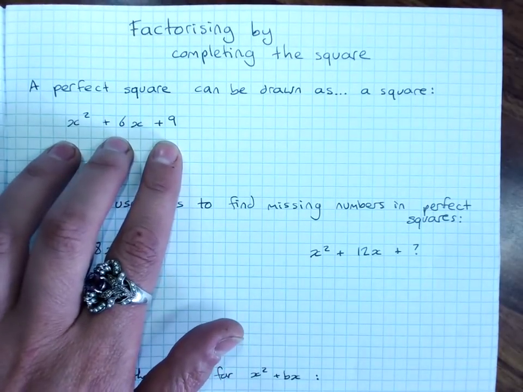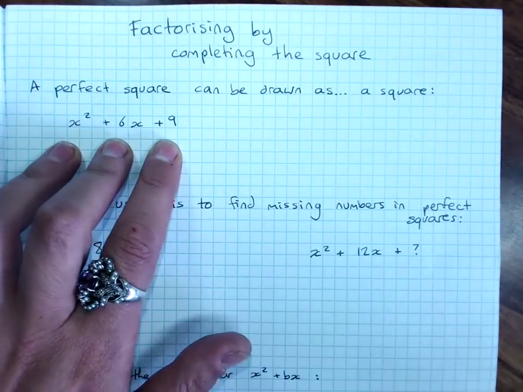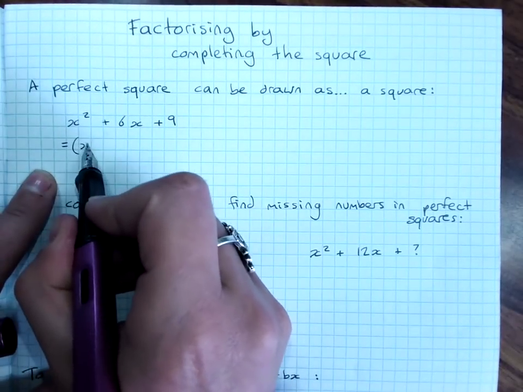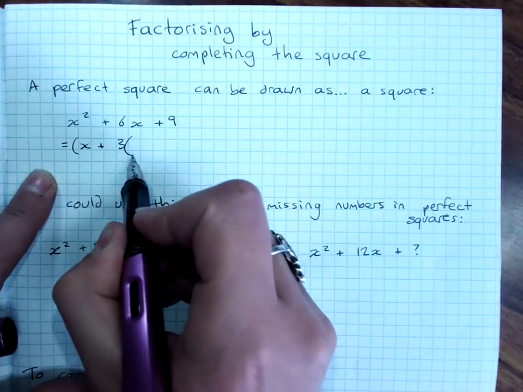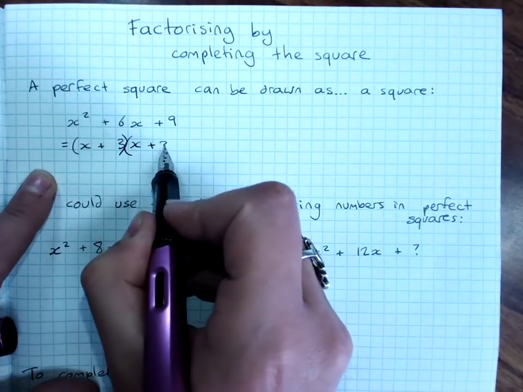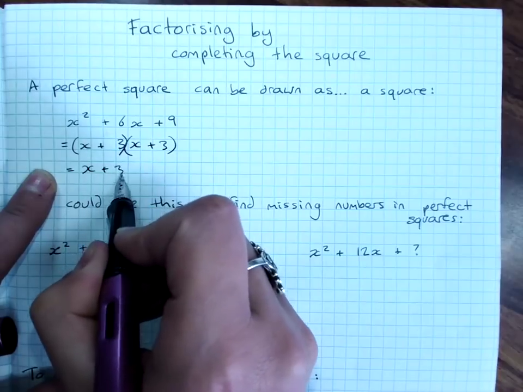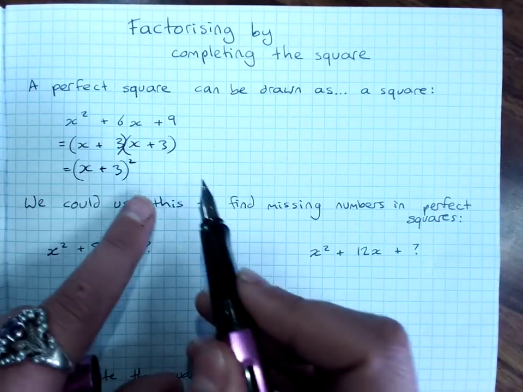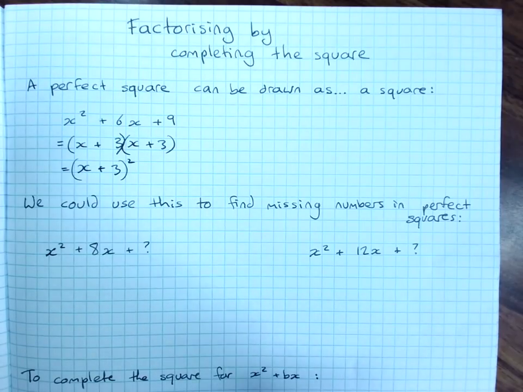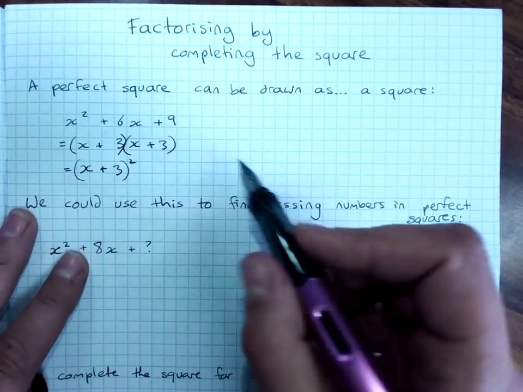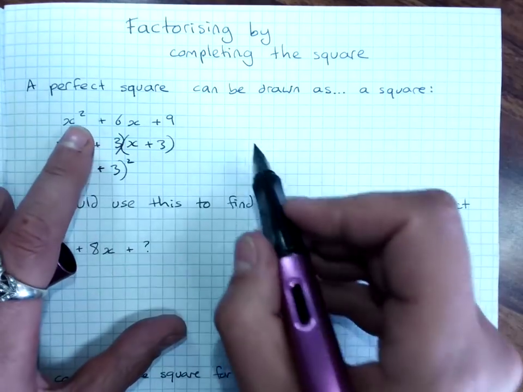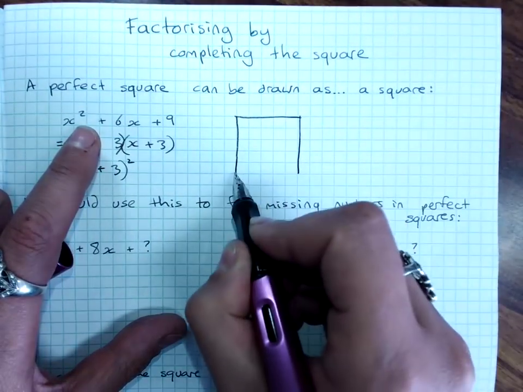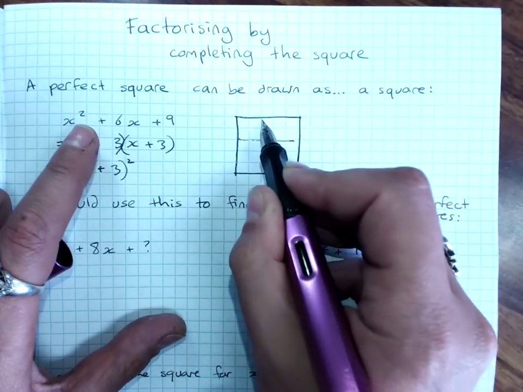So this is a perfect square. If I factorized it, that's x plus 3, x plus 3, so that's x plus 3 all squared. That's why it's a perfect square. It's an expression multiplied by itself. Now I can draw a perfect square as a square made up of squares and rectangles.